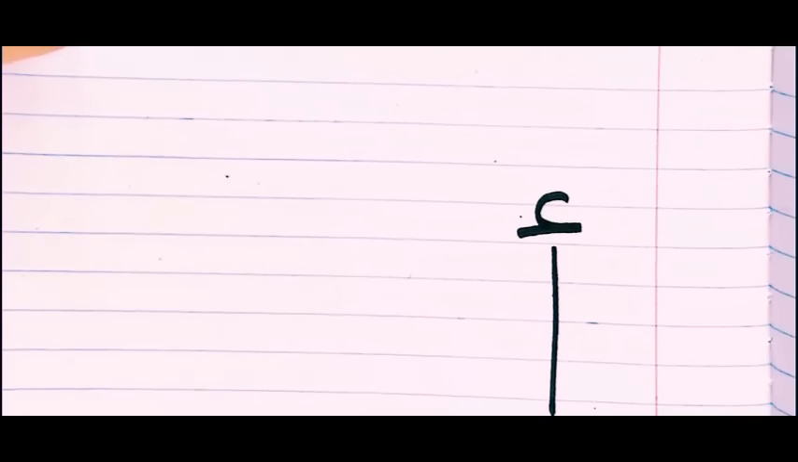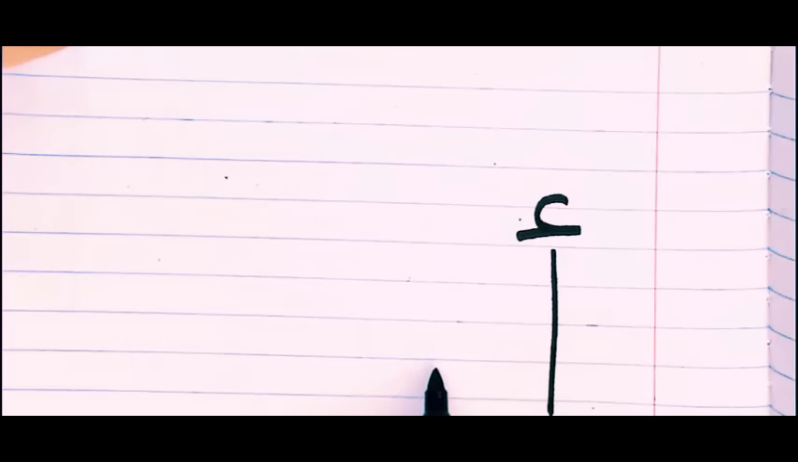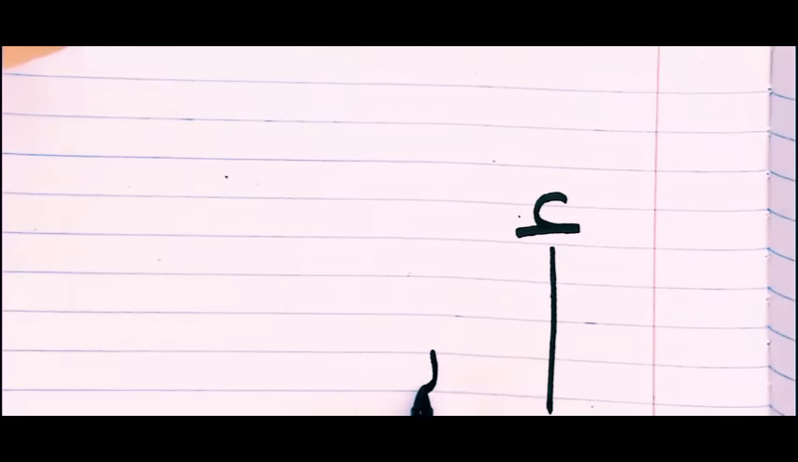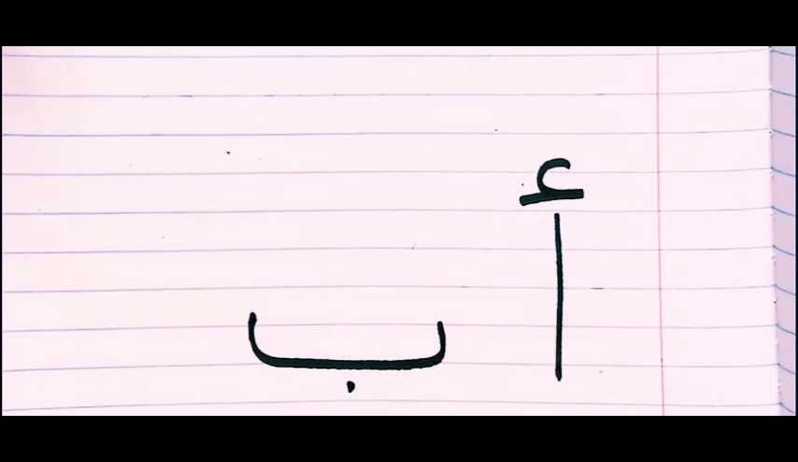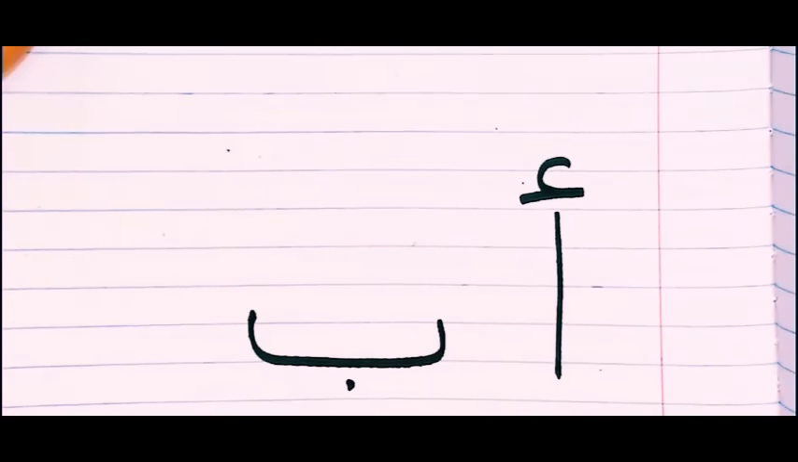So we're going to do alif. I'm going to write it big this time. Watch how I'm doing it. Alif, alif, alif. And then I'm going to do ba. Watch how I start. From the top, and I go down, straight, and then curve it up again. One dot. Ba, ba, ba. Alif, ba.